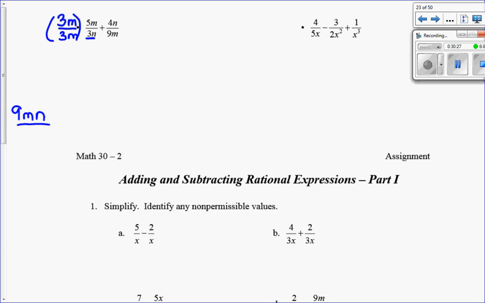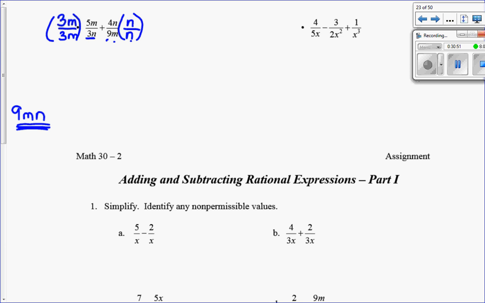Okay, on this side, what am I going to have to multiply the 9m by to get a denominator of 9mn? Right, just an n, right? Same thing on the top, I have to multiply the top by just an n. And when I do that, I'm going to have a denominator of 9mn, right? Okay, so now we can multiply across.